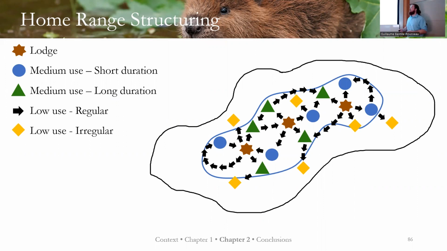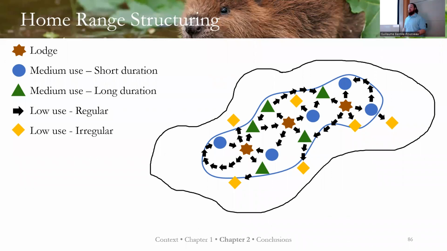And then finally, we had this low use irregular cluster. And this just seemed to represent maybe some excursions from the daily routine. They were so rarely used that it did not seem like a regular occurrence. And it could have just been they picked up on an unfamiliar scent they wanted to check out, possibly investigate a new profitable patch of forage, or things of that nature.